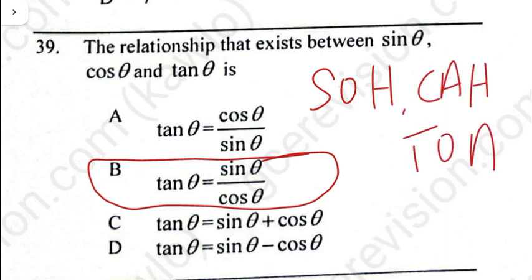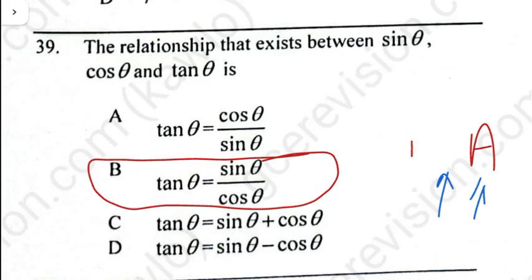SOHCAHTOA is a mnemonic, right? The TOA here stands for tan theta equals opposite over adjacent. But this might not be very helpful, because we know the relationship between sin theta, cos theta, and tan theta: tan theta equals sin theta over cos theta. Yes, there's a relationship between this and this one.